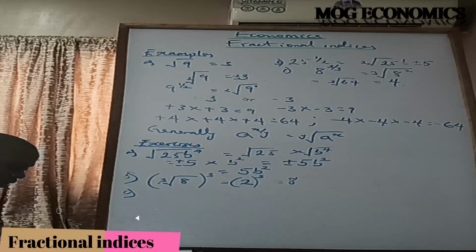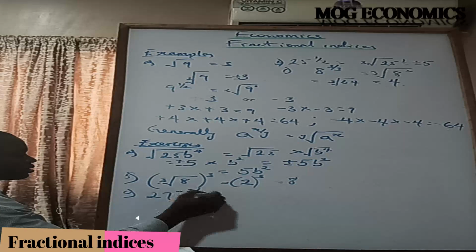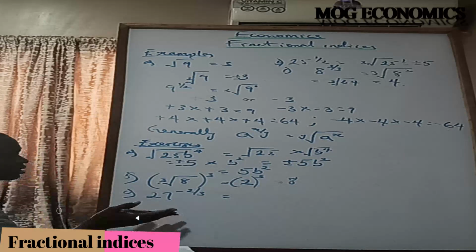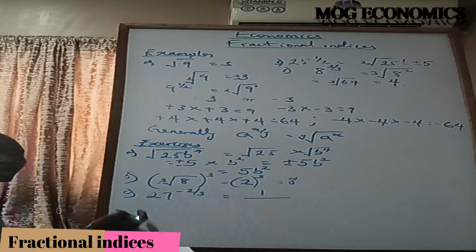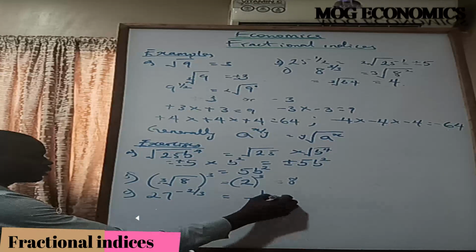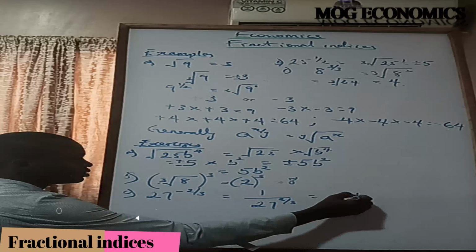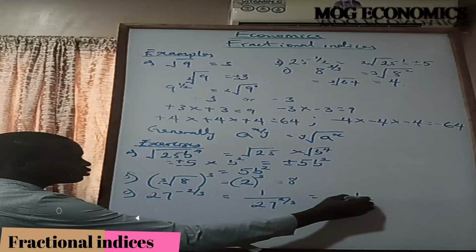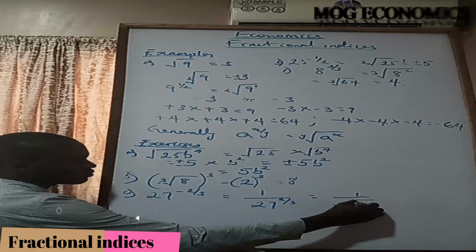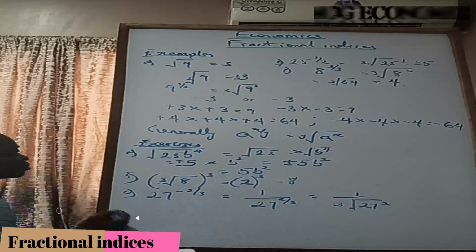Now C, 27 raised to the power minus 2 divided by 3. Now, this, of course, will give us 1 divided by, remember that law, whenever you have a negative power, 1 divided by 27 to the power 2 over 3. Let's start from there. And then this is now going to be equal to 1 divided by, this denominator, the cube root of 27 raised to the power 2.